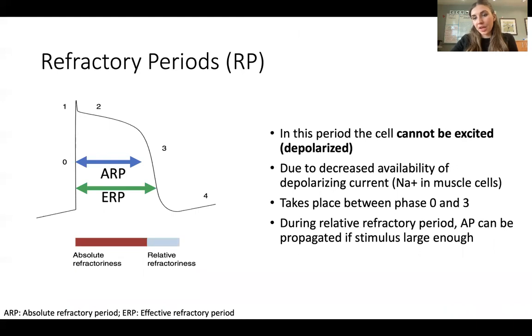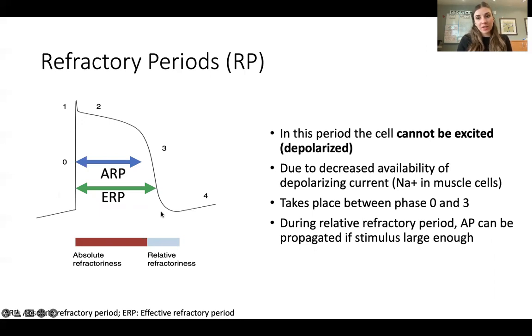And then another important concept is to understand refractory periods. So right here, the ARP is called the absolute refractory period. And what this means is that during this phase, you are not allowed to shoot off another action potential. Why? Because you just don't have enough sodium to shoot off and have that influx. And it happens during phase 0 and 3, but you can recognize that I didn't put the arrow all the way to phase 3. The reason being there's this relative refractory period. And what that means is that if you have just the right amount of stimulus, you could potentially shoot off another action potential before you've completely repolarized.